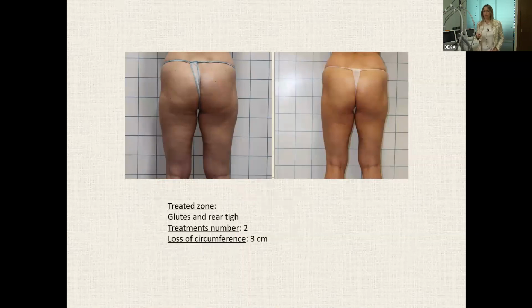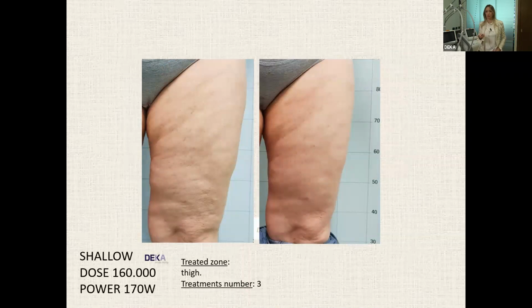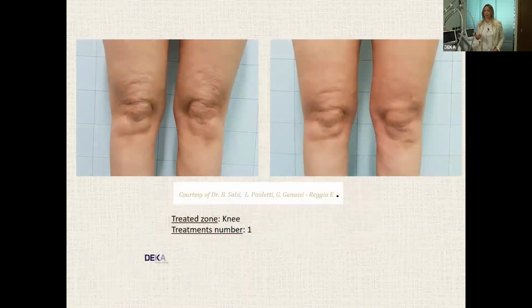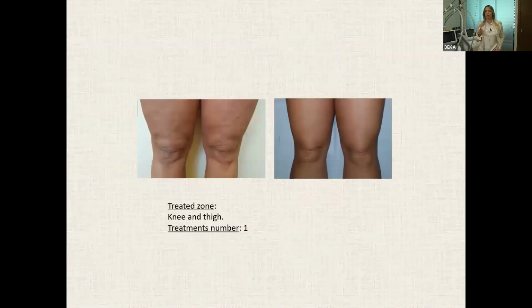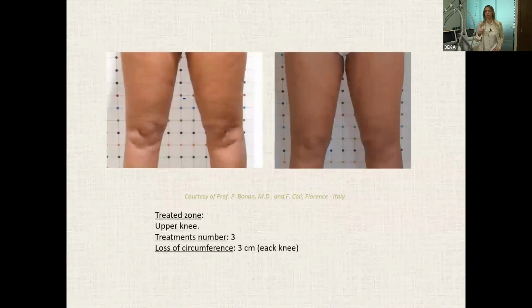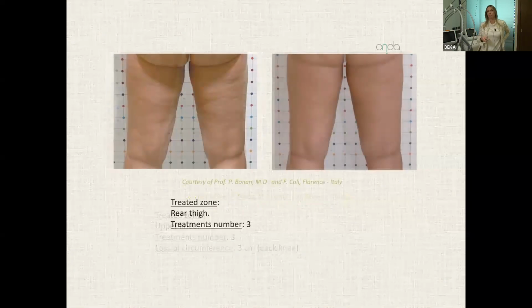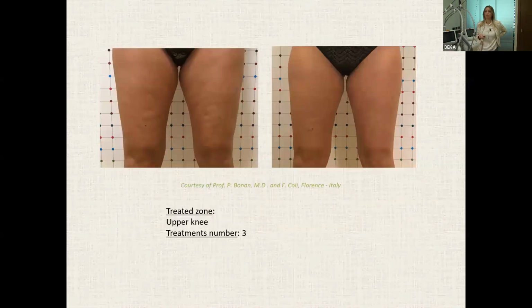Trochanteric area, two treatments. Just three treatments for her, very bad cellulite. One treatment, so this is a partial result for sure. She needs a little bit more, but anyway, after one treatment, we can appreciate the difference in the upper knee area. One quadrant for her, one treatment. This is after three treatments, and I treated just one quadrant here and one here. You see that thanks to the heat diffusion, we can have very good improvement on the entire leg. This is the same patient, one quadrant per leg, three treatments. Three treatments for her, very stubborn cellulite, so shallow handpiece.